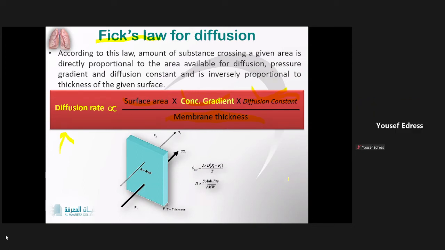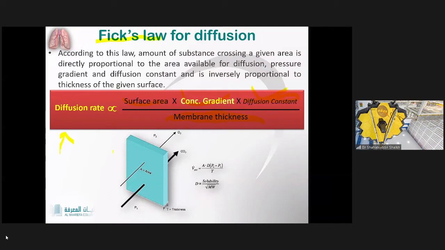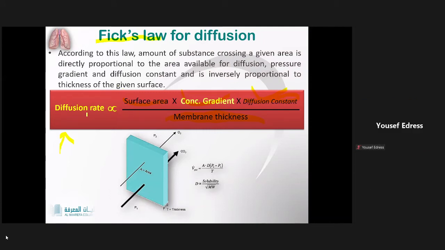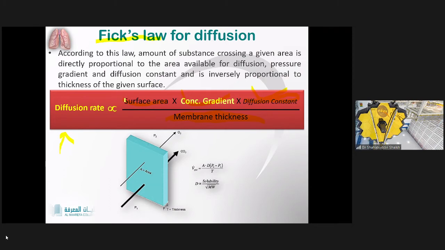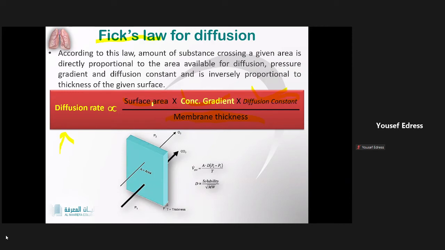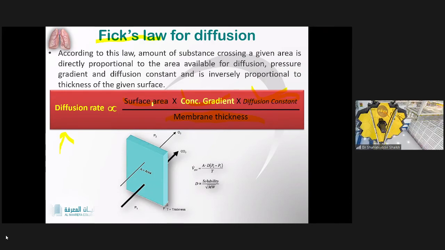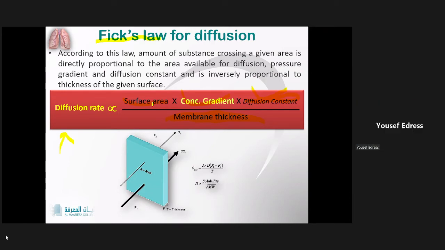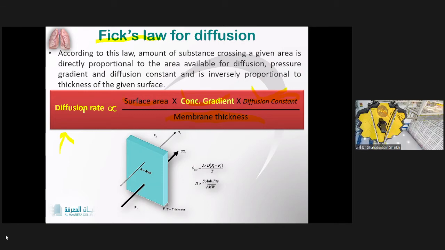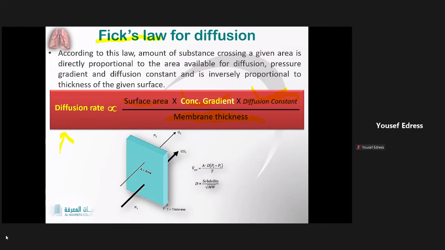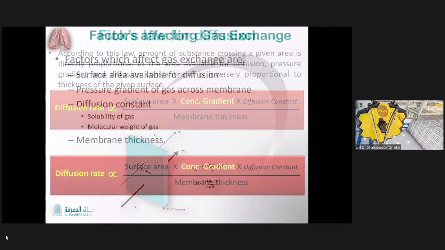My next question is, what will happen to diffusion when there is a decrease in surface area? Diffusion decreases. Can you give me any disease where there is a decrease in surface area? Emphysema. Emphysema is a decrease in surface area that causes diffusion to decrease. Can you remember this?